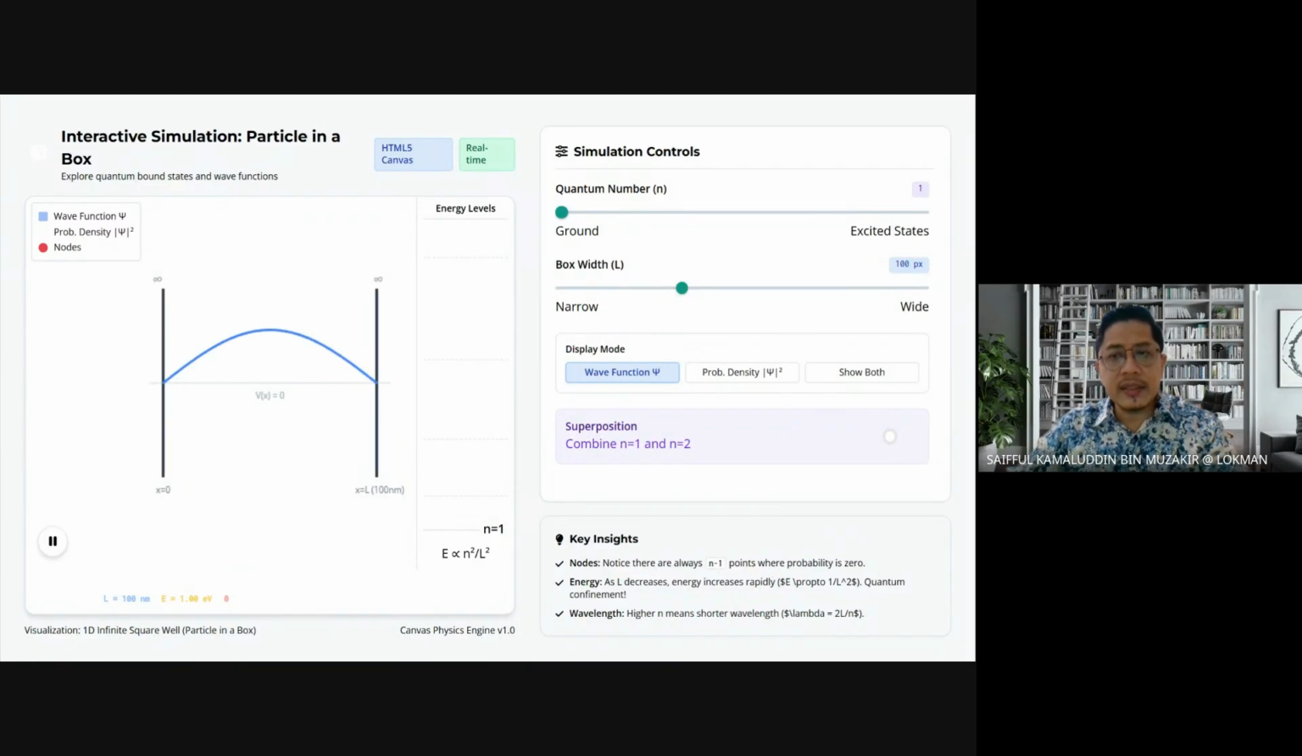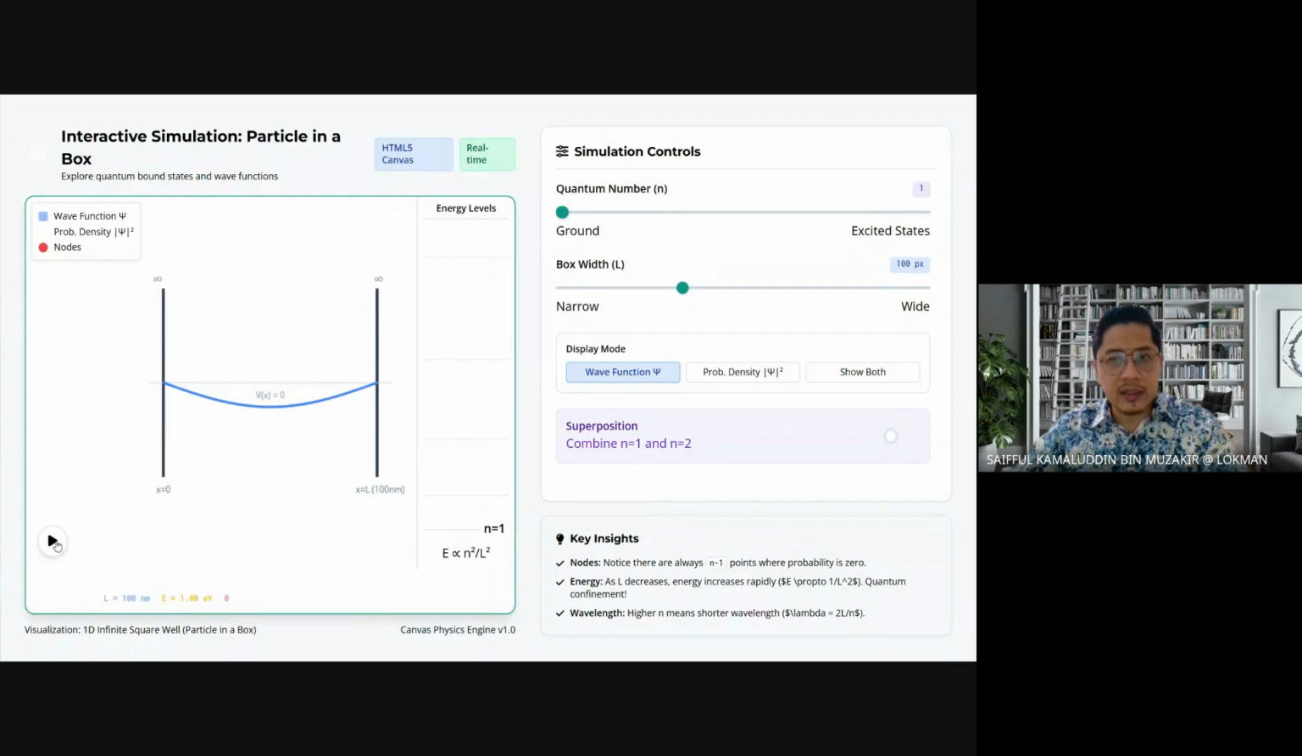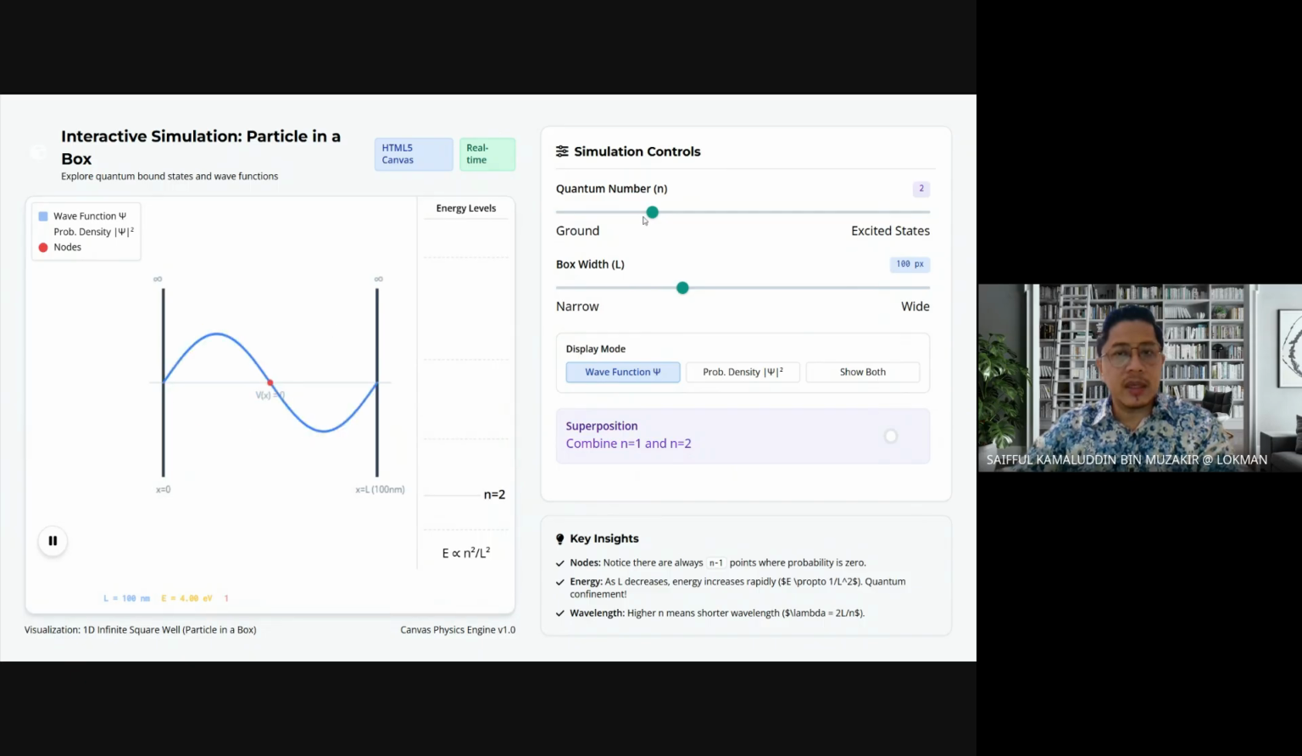So now increase N. This is the ground state. How about if we increase N to 2 using the slider? So we stop it for a while. Increase the quantum number to 2. Okay, now we play. See? This is N equals to 1. This is N equals to 2. See what is happening.